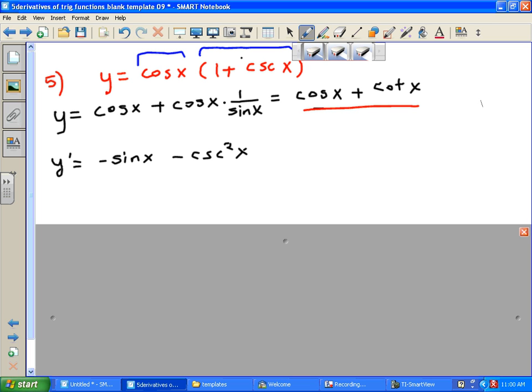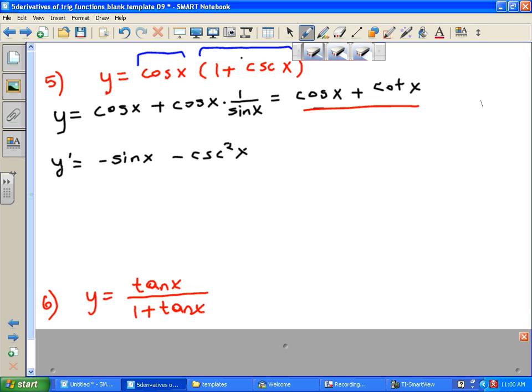All right, but for now, I want to give you one more example. Would you please also look at this number 6? Differentiate tangent x over 1 plus tangent x. Once again, leave your answer in the most simple way possible.